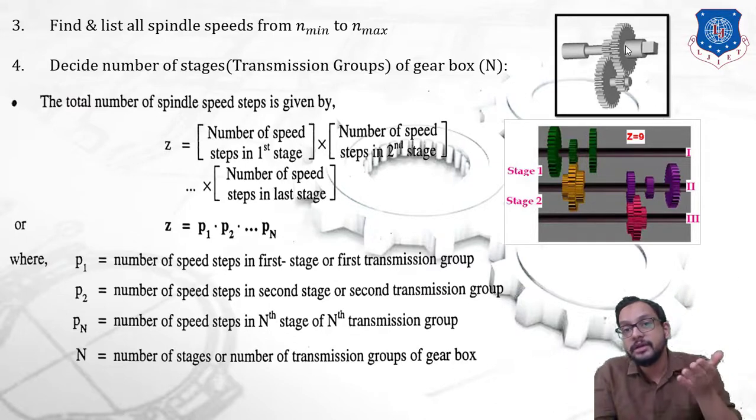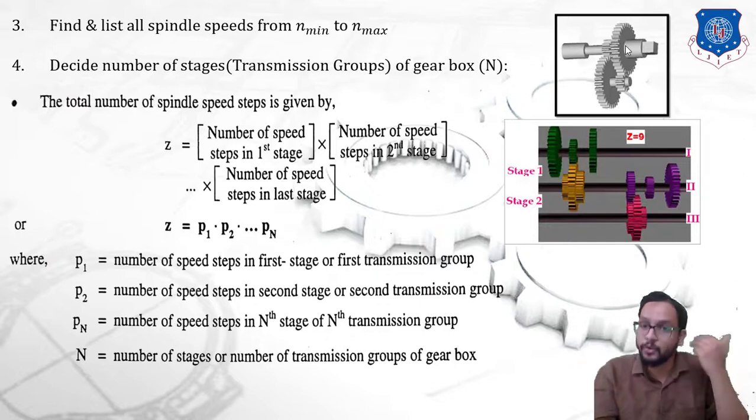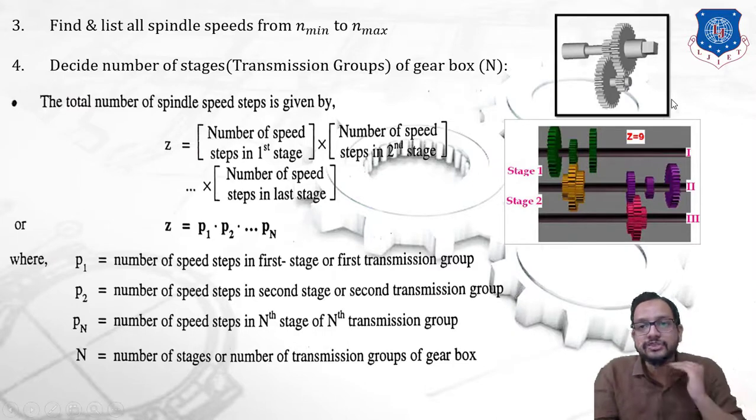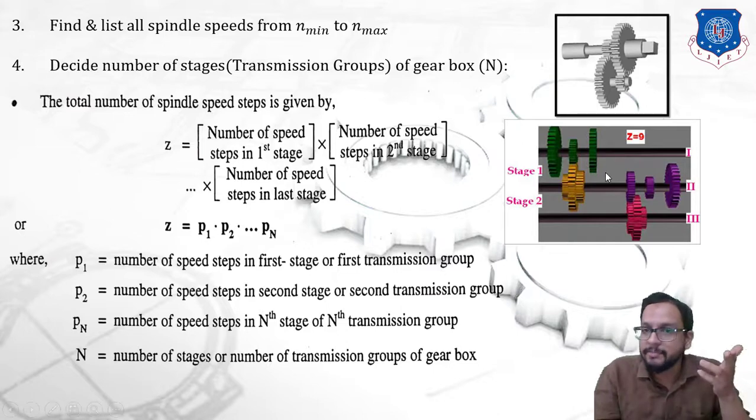We need a 6 speed, 8 speed, 12 speed or 18 speed. For that we need to increase the number of shafts. As we increase the number of shafts, the stages are going to increase. To understand this in a better way, I have shown another diagram. You can see over here there are 3 shafts shown.